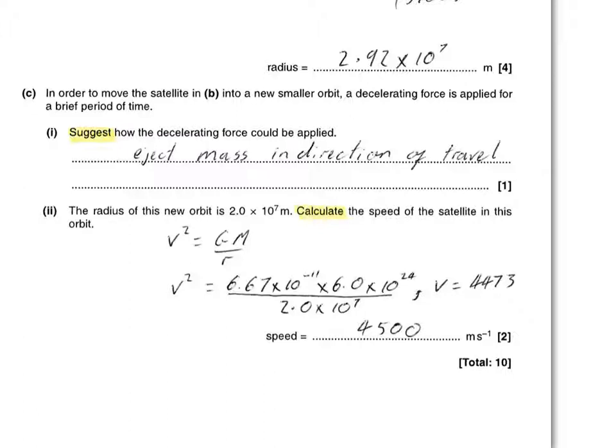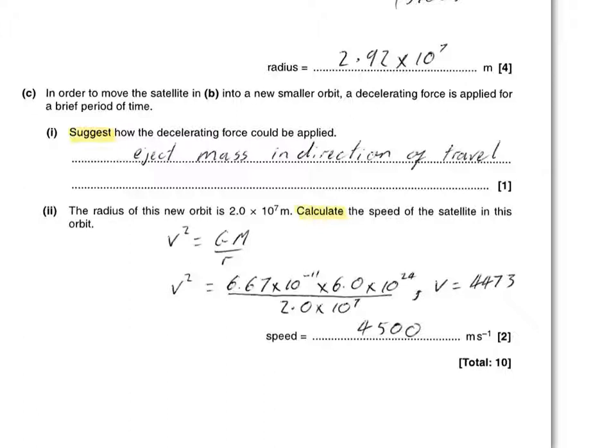So what you have to do in some sense is eject some mass forwards, in other words, in the direction of travel. In practice, that means firing a small rocket forward, and so as you give that rocket fuel forward momentum, it will impart a backward force upon you.